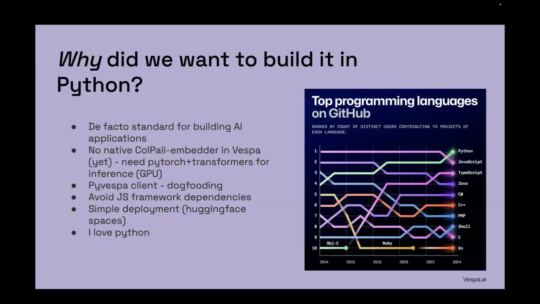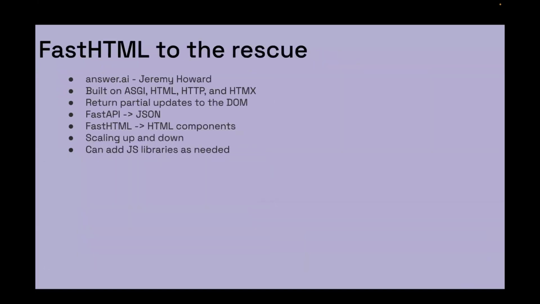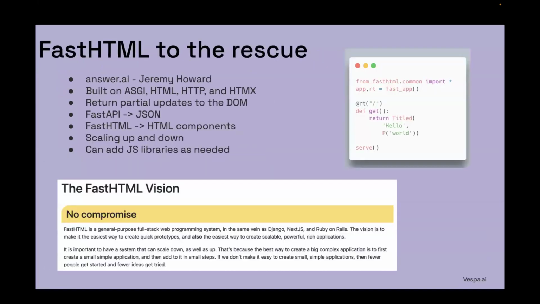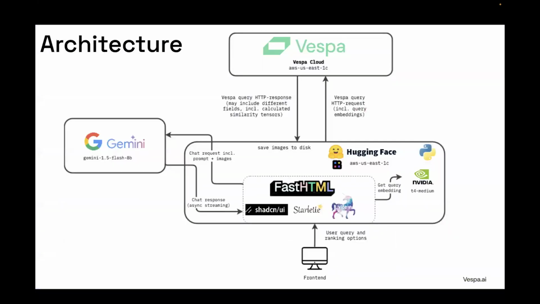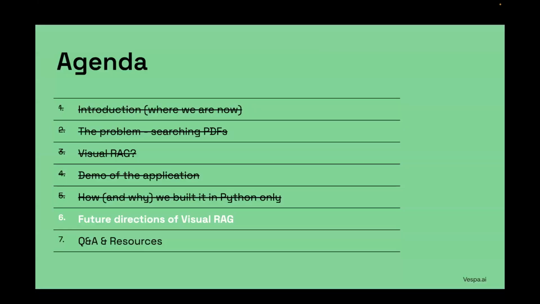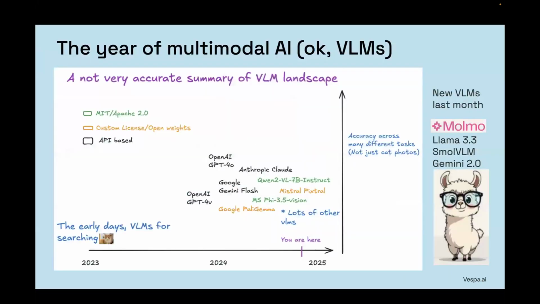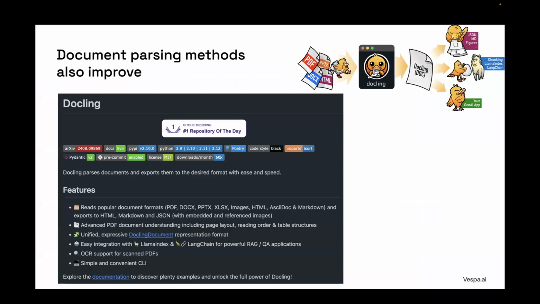So if you want to know more about that, you need to check out our resources. We use something called FastHTML to build it. I liked it much better than Streamlit and Gradio and whatever. This is the architecture, and everything improves. Benchmarks improve, the models improve, but also the document parsing methods improve.